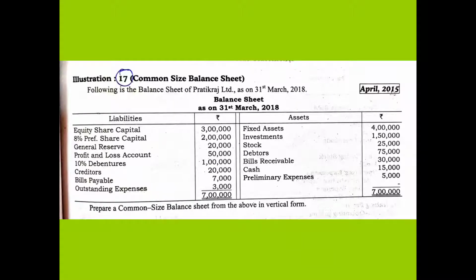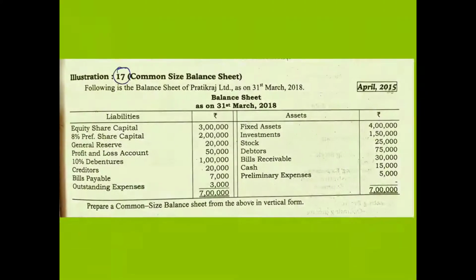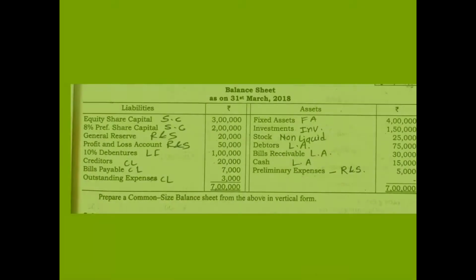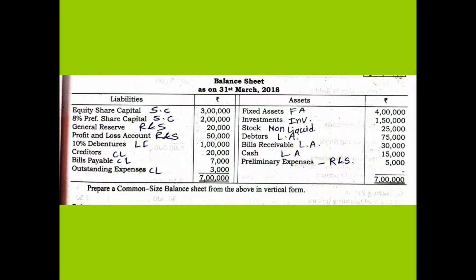So we have to first of all convert this balance sheet into vertical balance sheet, and then we will prepare the common size balance sheet. The instruction is given below. Prepare a common size balance sheet from the above in vertical form. So as I told, the marking is done here. Equity share capital will be transferred to share capital. Preference share capital also will be written under the head share capital.